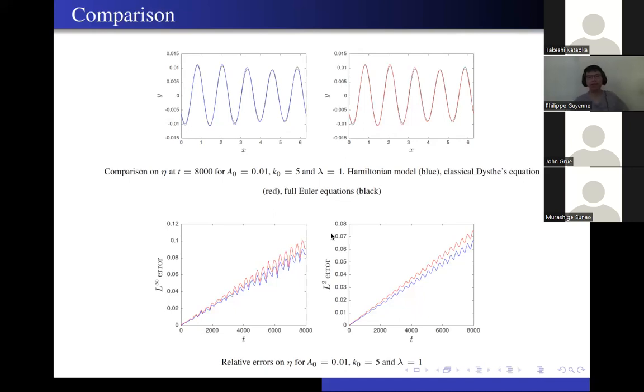And down here, these are the corresponding errors over time, L infinity and L2. In red, that's for classical Dysthe. In blue, that's for the Hamiltonian Dysthe. So you can see that from the wave profiles, at least it's very comparable, but more quantitatively, looking at the errors, I would say the Hamiltonian Dysthe is doing slightly better because the corresponding errors are lower.